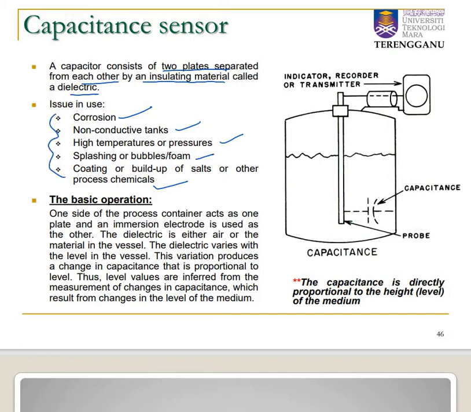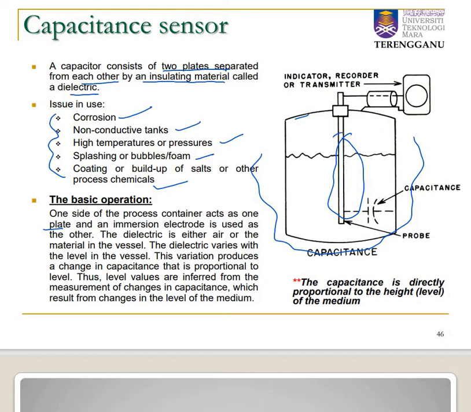So the basic operation is one side of the process container. The process container here acts as one plate, and the immersion electrode here is used as the other. So the dielectric is either air or the material in the vessel, which is the process fluid. This variation produces a change in capacitance.